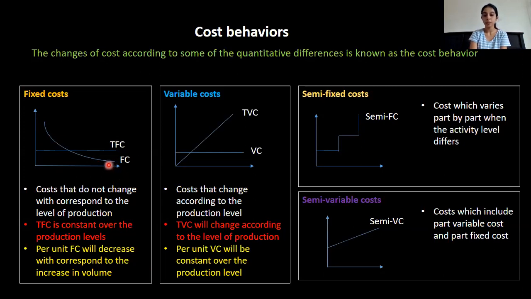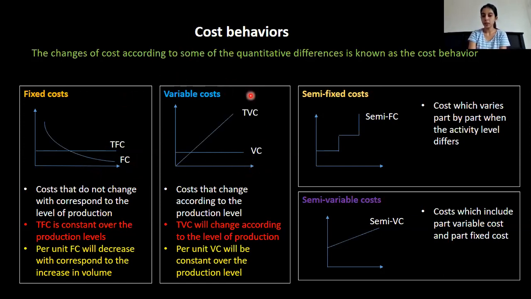But remember, this per unit fixed cost curve will never touch the horizontal axis, which is the quantity axis, meaning that at zero level of output there will still be a certain per unit fixed cost which has to be covered. And then the variable costs.